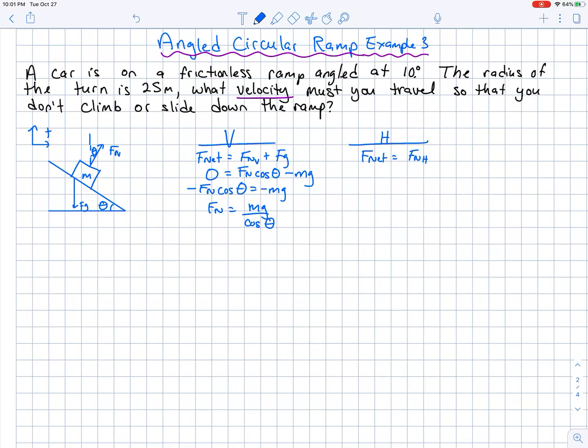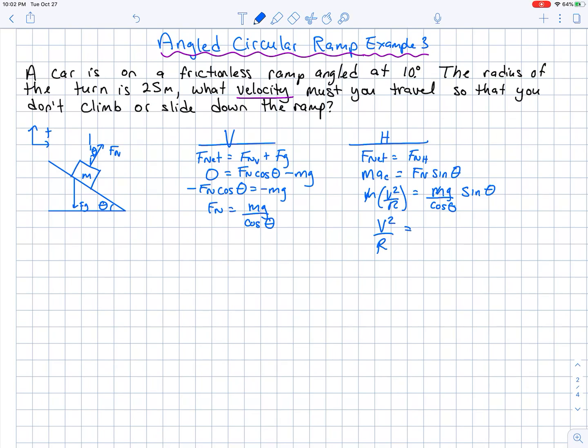Going now over to the horizontal side, F net is equal to the normal force horizontal component. This is where we have our centripetal acceleration, so we get m a_c is equal to Fn sine of theta. We can choose our formula for centripetal acceleration, something with velocity and radius. So we have m times v squared over r, and that's going to be equal to, substituting in that Fn formula from the vertical side, mg over cosine theta times sine of theta.